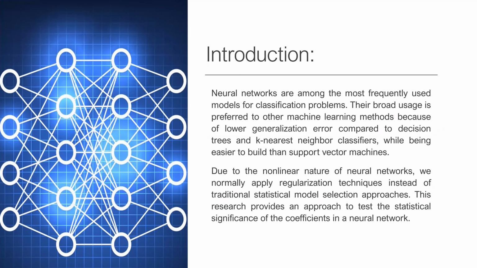So neural networks are among the most frequently used models for classification problems, and their broad usage is preferred to other machine learning methods because of lower generalization error compared to decision trees and nearest neighbor classifiers, while being easier to build than support vector machines. Due to the nonlinear nature of neural networks, we normally apply regularization techniques instead of traditional statistical model selection approaches. This research provides an approach to test the statistical significance of the coefficient in a neural network.